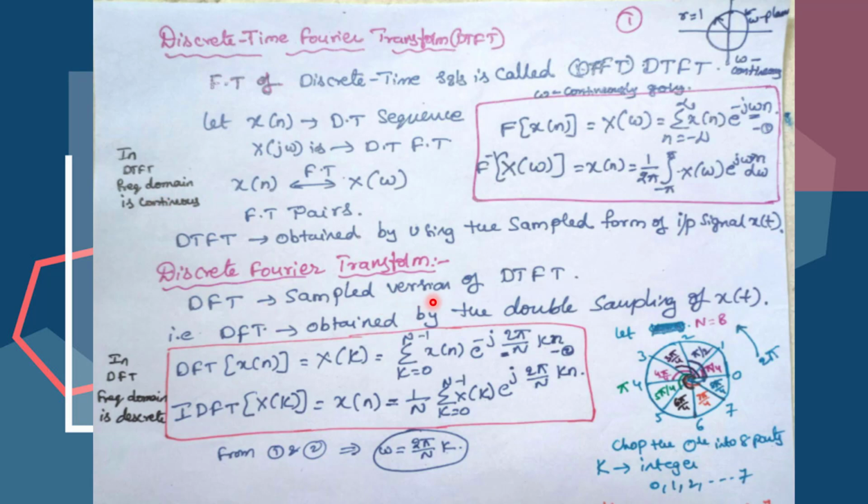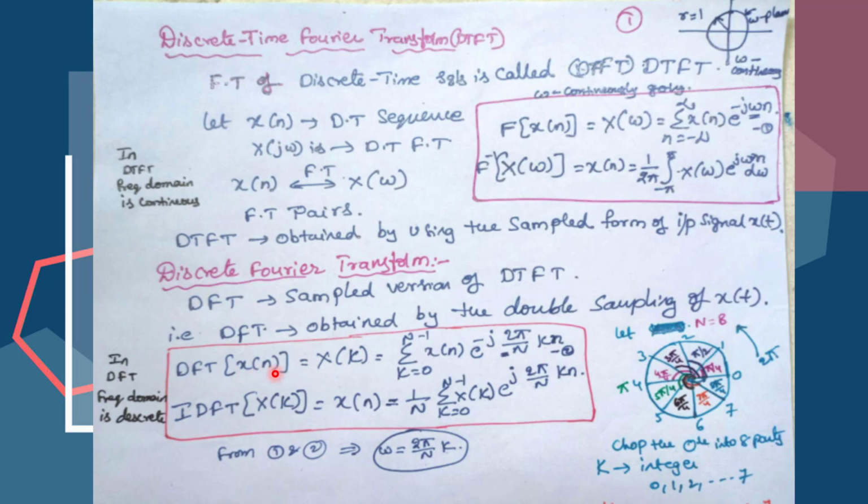Coming to discrete Fourier transform. Discrete Fourier transform is a sampled version of discrete time Fourier transform, or we can say discrete Fourier transform is obtained by the double sampling of x of t. Here one time sampling, and here another time of sampling. That's why we can say double sampling of x of t. These are the equations for discrete Fourier transform. DFT of x of n is X of k, nothing but the Fourier coefficient.